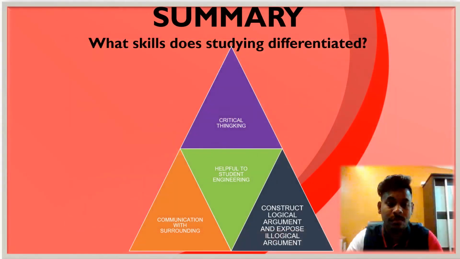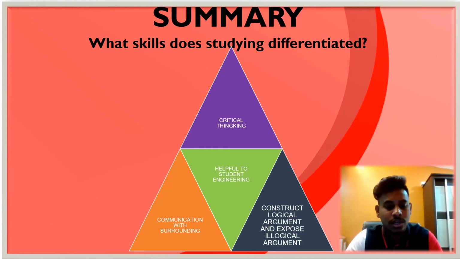What skill does studying differentiation give? Today I will share what we got in our previous slide. The first thing is critical thinking, which is good for our brain as an engineering student because we need to identify a problem or issue, and somehow it can create inference on what the problem is and how it can be solved.